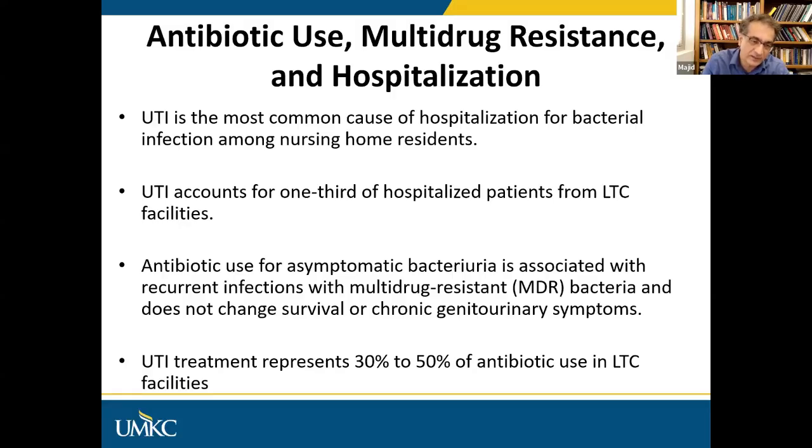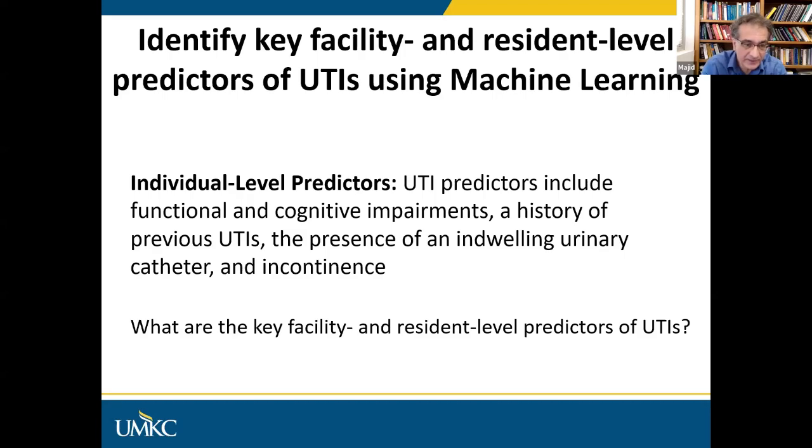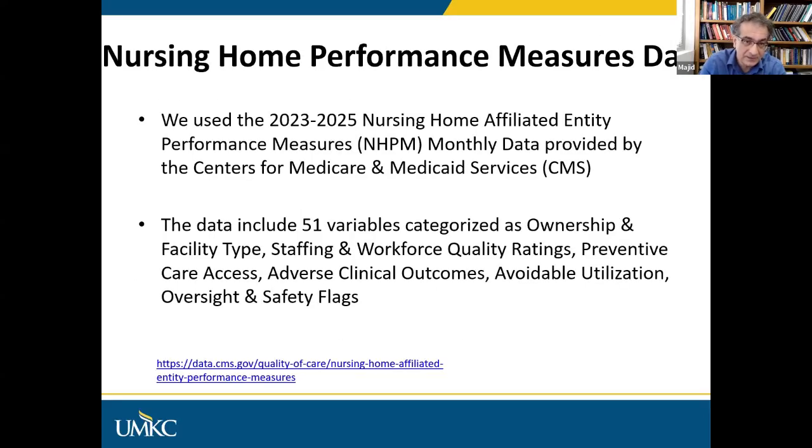And another factor here is that antibiotic use is a lot. In fact, 30 to 50% of antibiotic use in long-term care facilities is for treatment of UTIs. So optimal use of antibiotics is really important when it gets to UTI. We looked at the data from CMS and applied machine learning to find the facility level and resident level predictors of UTI in nursing homes in the whole US. The data is very recent, 2023 to 2025. It is missing the month of December, but all other months, so 22 months, are available. It has 51 variables. It includes facility type and workforce quality and all factors associated with the nursing homes.